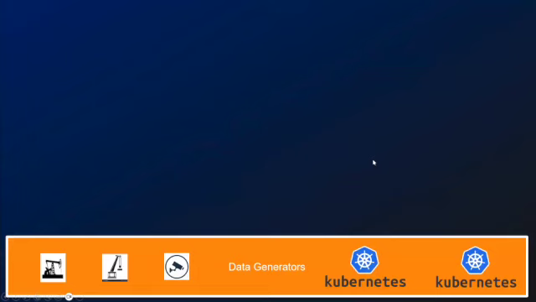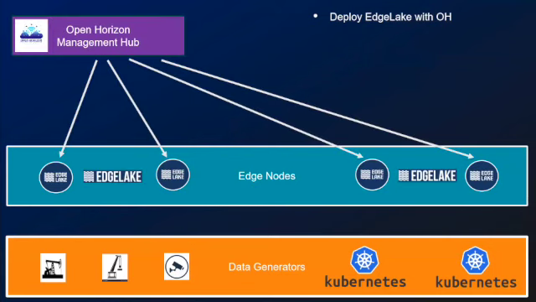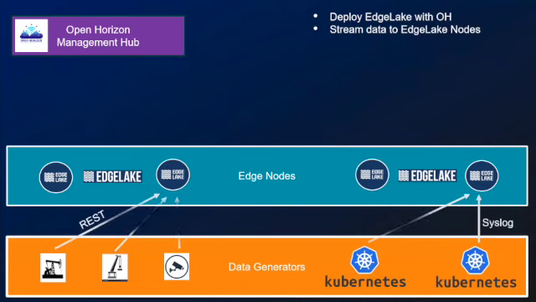At the bottom, sensors and applications generate data. The second layer shows the edge nodes where EdgeLake is deployed using Open Horizon. Open Horizon deploys the EdgeLake instances and the data is streamed from the sensors and apps to the EdgeLake nodes. This is all that is needed. From here the data is available to the applications.